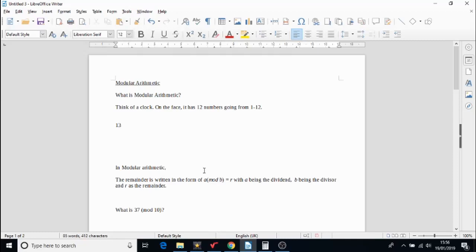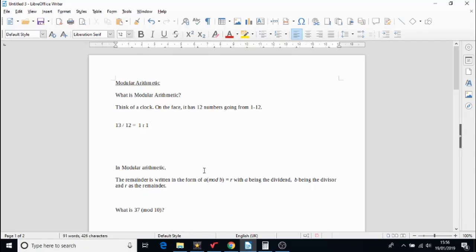13, see it as 13 divided by 12. How many 12s go into 13? 1. And what's the remainder? 1. So again, let's say 14 hours ahead from now, it's 4 o'clock.